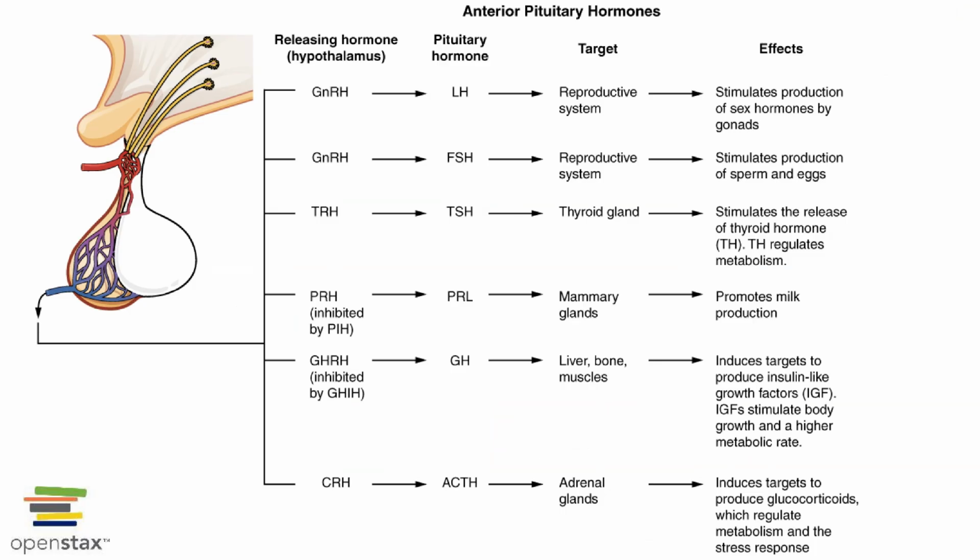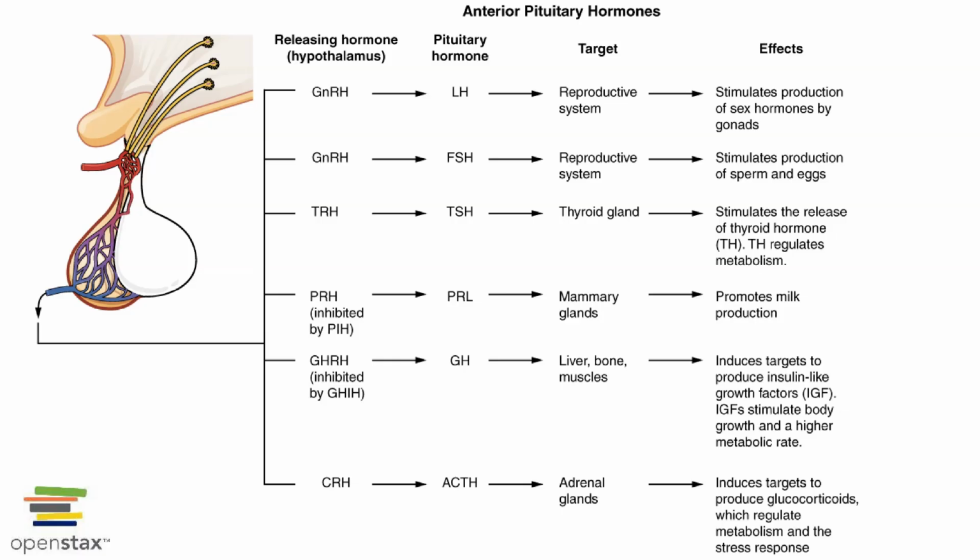Another example is the hypothalamic pituitary adrenal axis. In this pathway, the hypothalamus releases corticotropin-releasing hormone, or CRH. CRH stimulates the anterior pituitary to release adrenocorticotropic hormone, or ACTH. ACTH then stimulates the adrenal cortex to release glucocorticoids, which help the body respond to chronic stress.